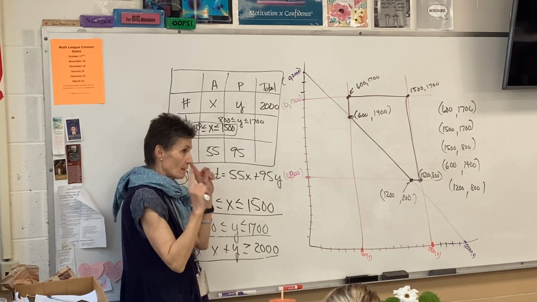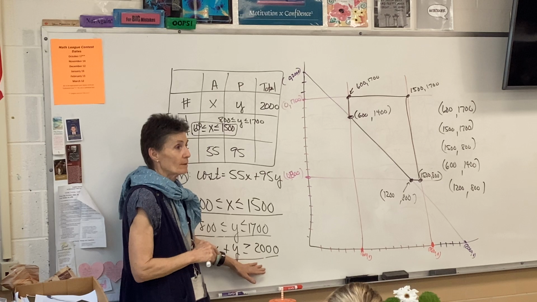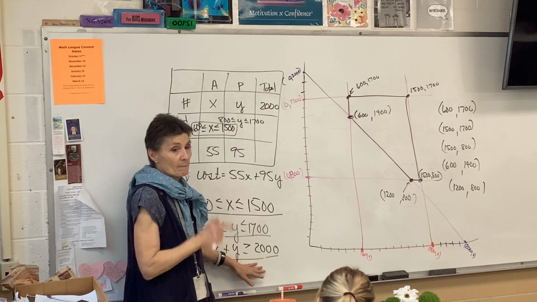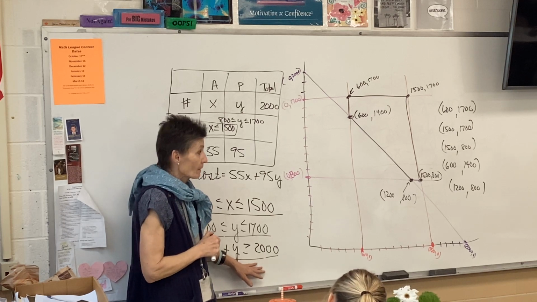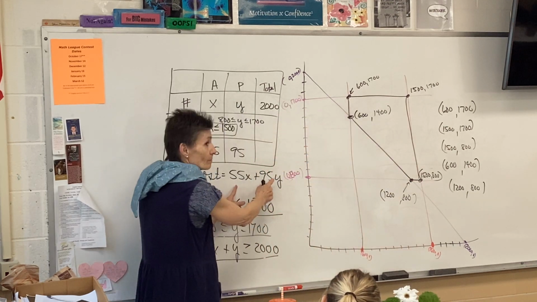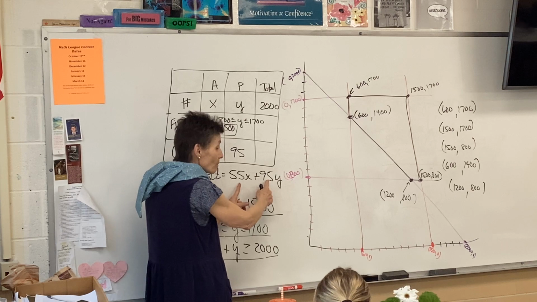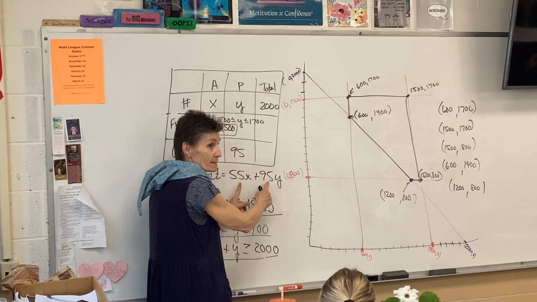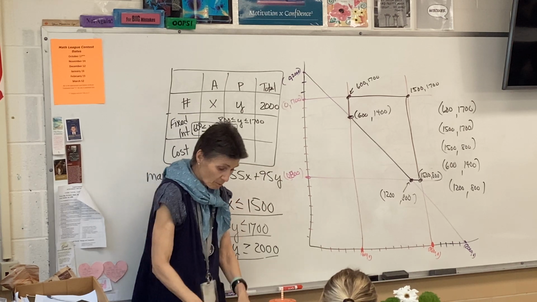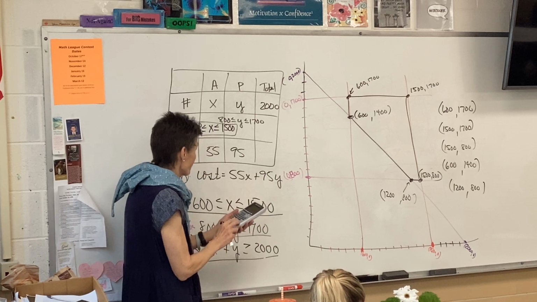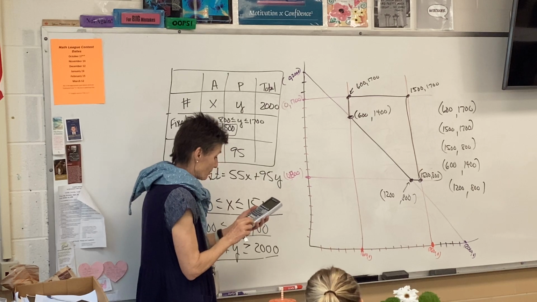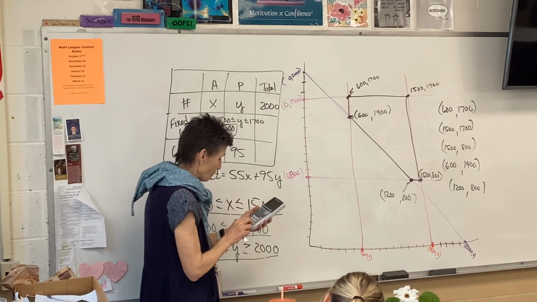Okay, so something different here. We shaded out, up, because it said at least. That means greater than. And now the second big difference is, we're gonna put all these in here. But this time we're looking for the lowest outcome. Okay, the lowest outcome. All right, let's put it in, see what we come up with. So 55 times your X and 95 times your Y.